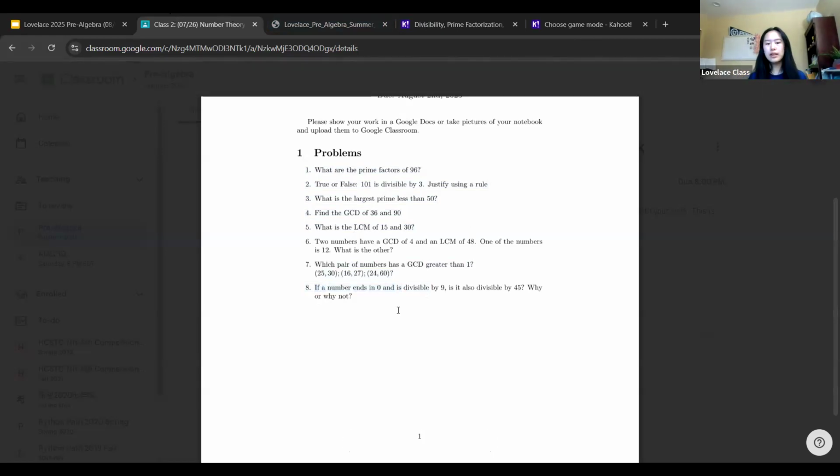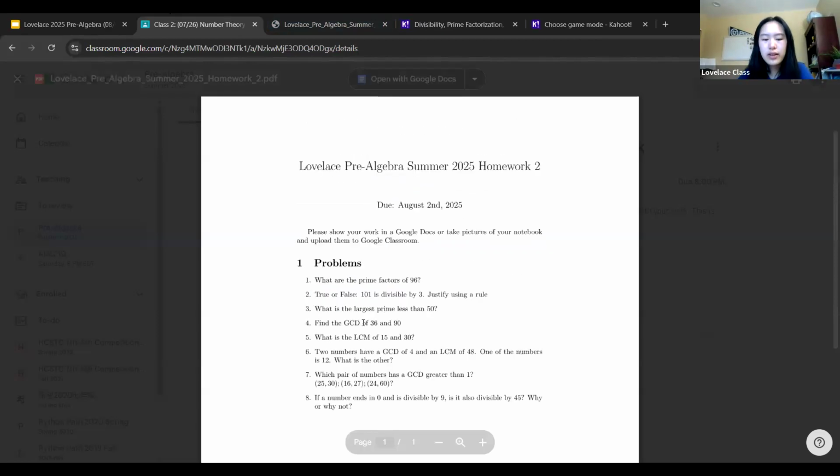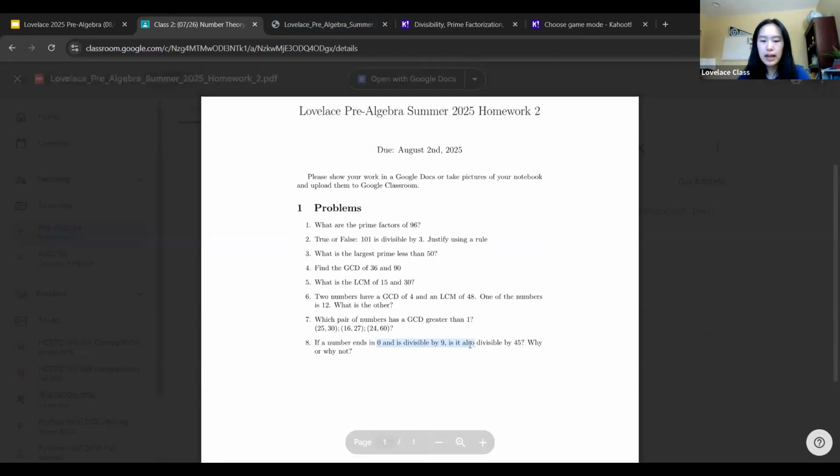Kind of how I want you guys to answer this: the question says, if a number ends in 0 and is divisible by 9, is it also divisible by 45? Why or why not? Well, the answer is it is. And this one we have to use the divisibility rule. If a number ends in 0, that would mean that it's divisible by 5. And we know it's also divisible by 9. And 9 and 5 don't have any common factors, which means if it's divisible by both 9 and 5, then it has to be divisible by the LCM, in this case just 5 times 9, which is 45. So it must also be divisible by 45.